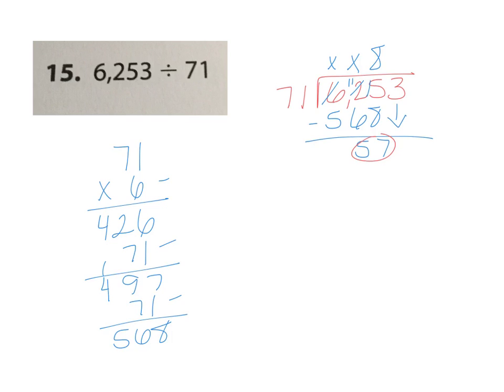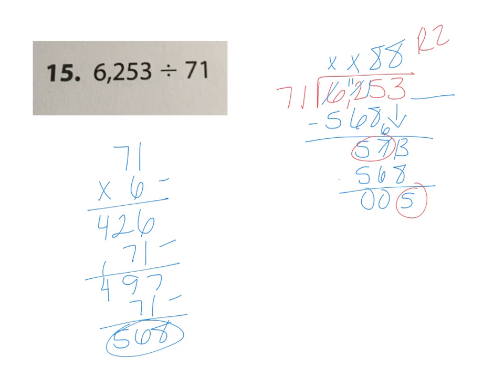So we need to bring down our 3, and we have 573. Well, I think our 8 will work again because 568 is less than 573. That's 8 times 71 is 568. Subtract. 13 minus 8 is 5. 0, 0. We have nothing left to bring down. So 5 becomes our remainder. We have an answer of 88 with a remainder of 5.